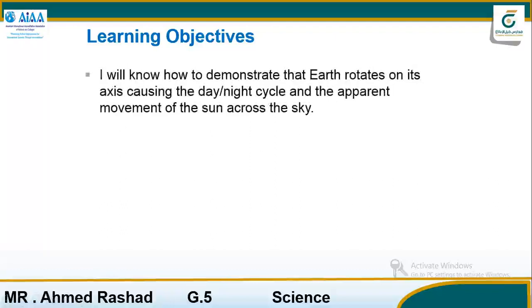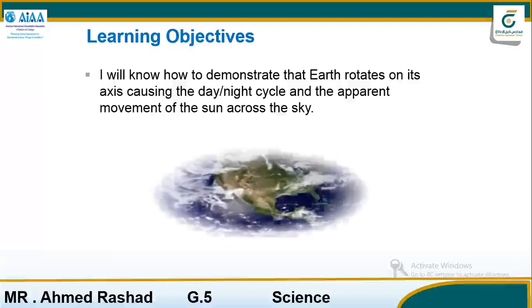The learning objectives today: I will know how to demonstrate that Earth rotates on its axis, causing the day-night cycle and the overall movement of the Sun across the sky, and the revolution of the Earth around the Sun in the same orbit. You can watch this video explaining how the Earth moves around the Sun.